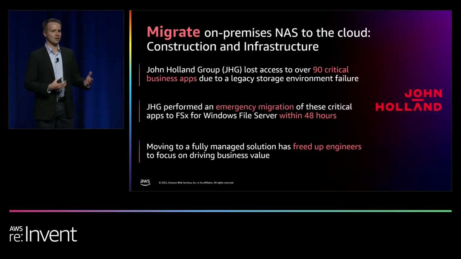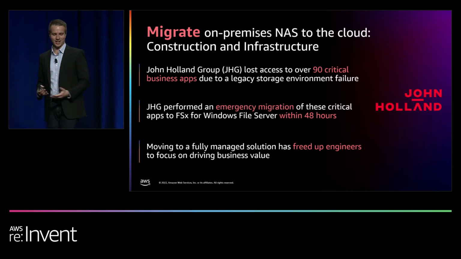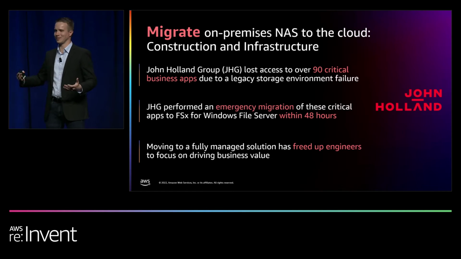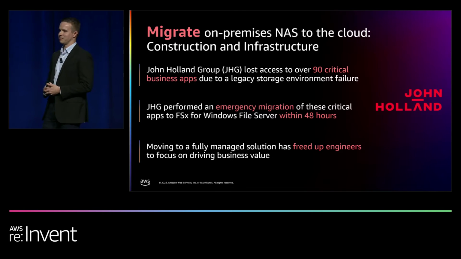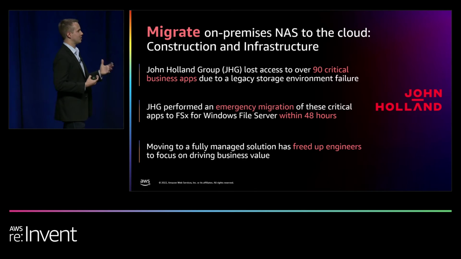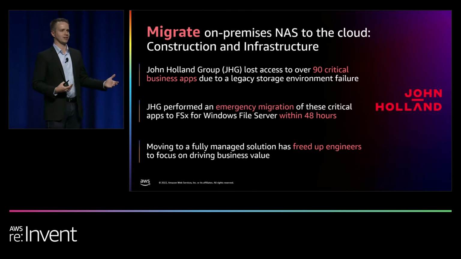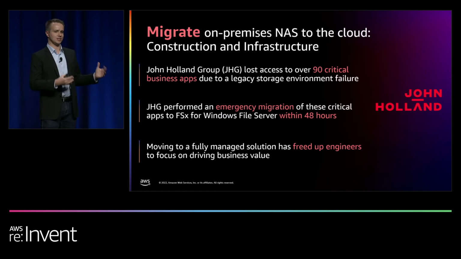So the first customer is John Holland Group. John Holland Group, unfortunately, they actually had a legacy storage environment failure on premises that impacted about 90 of their applications. They were historically running a Windows server-based file system on-prem, and they were able to actually, in response to this event, migrate over their data and continue running their workload on FSx for Windows File Server within 48 hours.